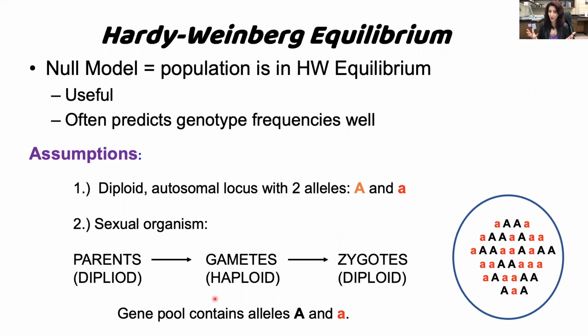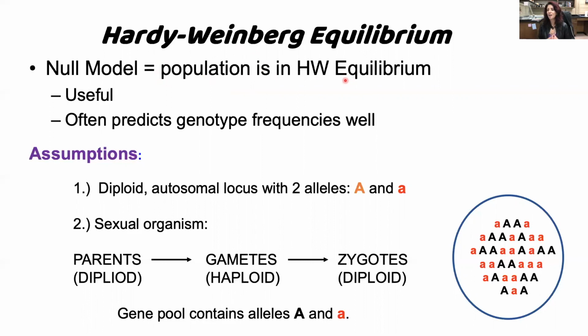But the Hardy Weinberg equilibrium model is a null model. And as we said before, all models are wrong, but some are useful. And this is useful because it allows us to predict genotype frequencies within a population really, really well. And the null model, or the null hypothesis, is that the population is in Hardy Weinberg equilibrium. This could be any old population. The Hardy Weinberg equilibrium calculation can be applied to all different types of populations. However, there are assumptions. As with any model, there are assumptions that go into it.